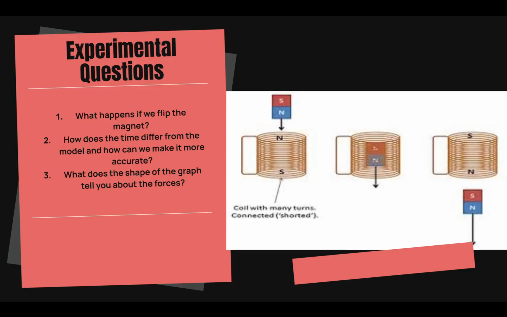Experimental questions. What happens if we flip the magnet? If we flip the magnet, the induced current would flow the opposite way, which would create a magnetic field which would oppose the magnet either way. This means it doesn't matter which way we put the magnet in, the magnetic force would still slow it down.